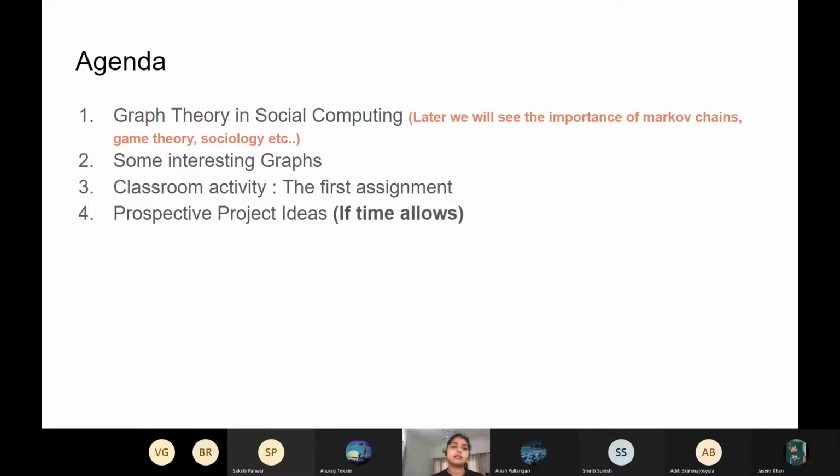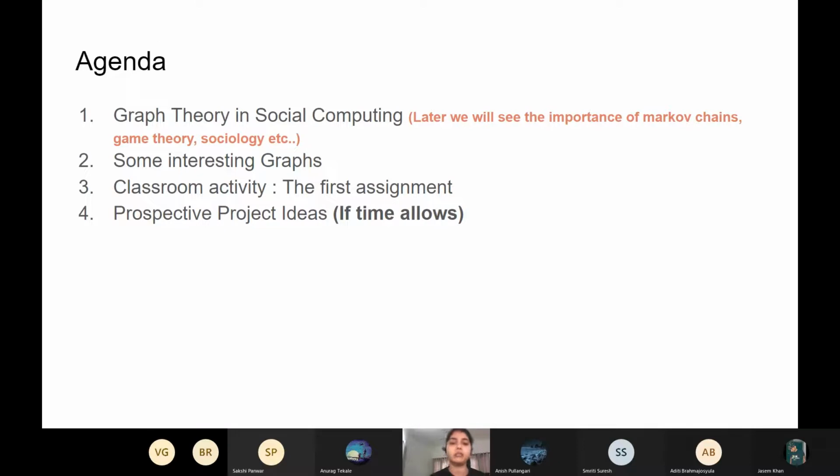And as our third point, we are going to have an interesting classroom activity. This will also form your first assignment. As I told you, each of your assignments is graded. So how much you participate in these activities, those grades will go to your assignments also.